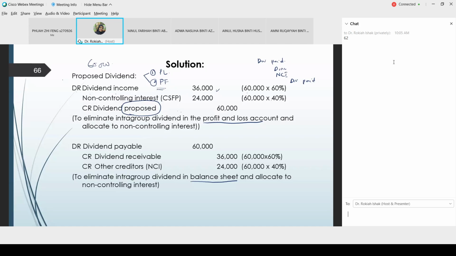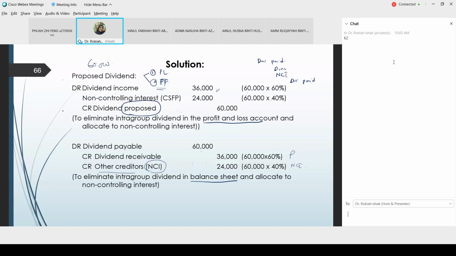For financial position here, we need to recognize dividends payable. So you're going to debit dividends payable because we want to eliminate this one. Dividends payable, 60,000, and then credit dividend receivable. This one will be recorded by the parent. And then for the NCI here, we put it under other creditors. Other creditors, this one is for the NCI.